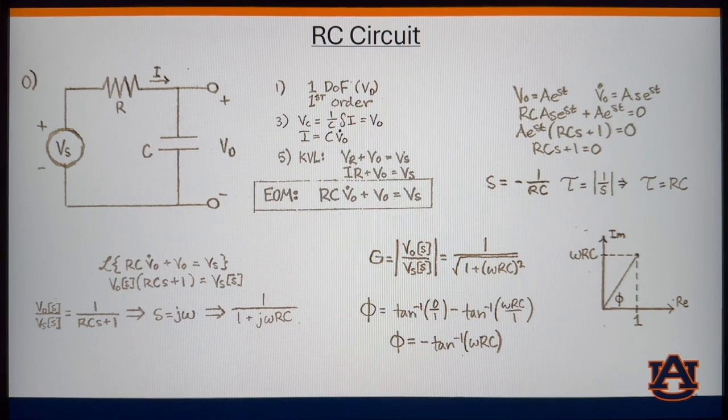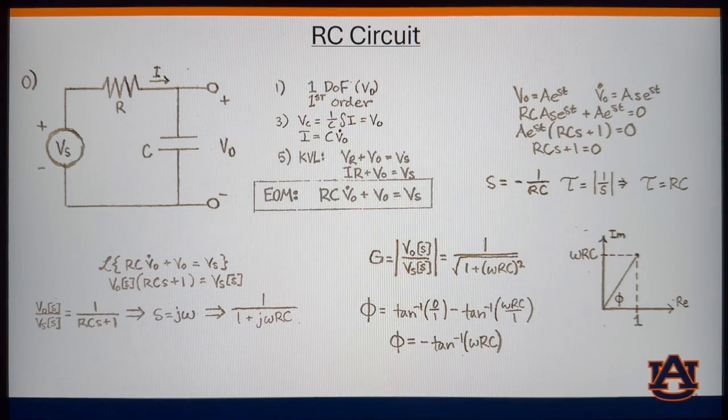Using Ohm's law, we know that the voltage across the capacitor is equal to 1 over C times the integral of I. And solving for I, we get I equals C times VO dot. Using KVL, we know that VR plus VO equals VS. And substituting in V equals IR, we get IR plus VO equals VS. And substituting in the current that we found previously, we get our EOM: RC VO dot plus VO equals VS.